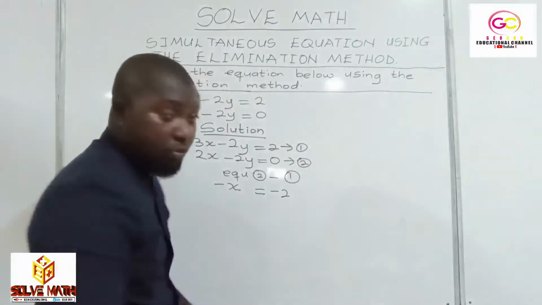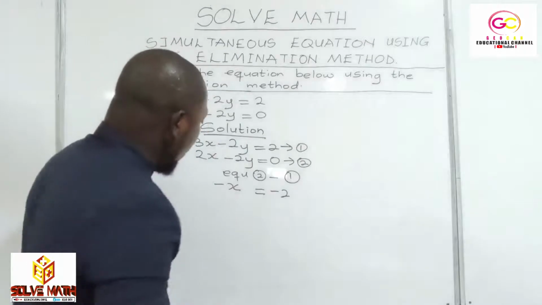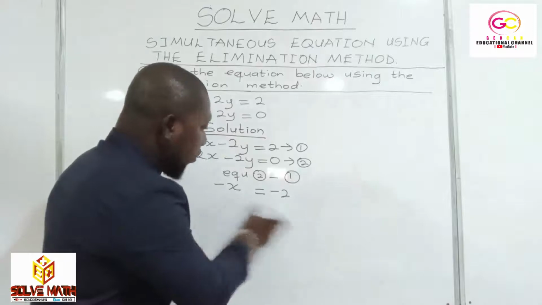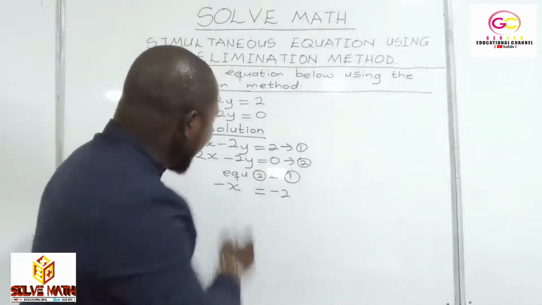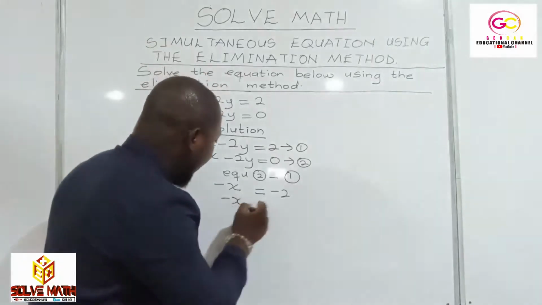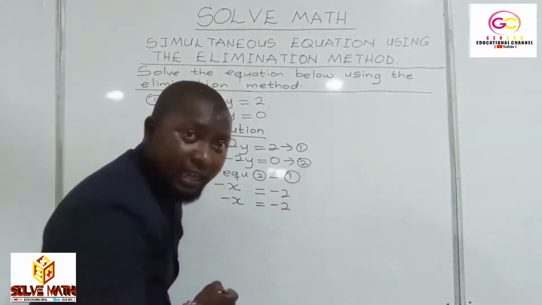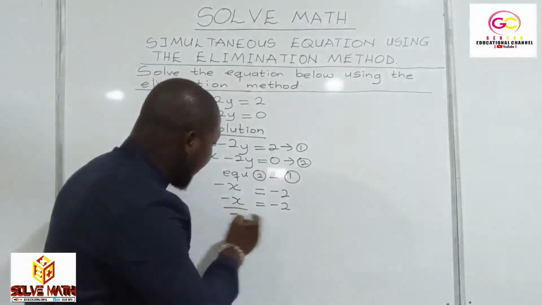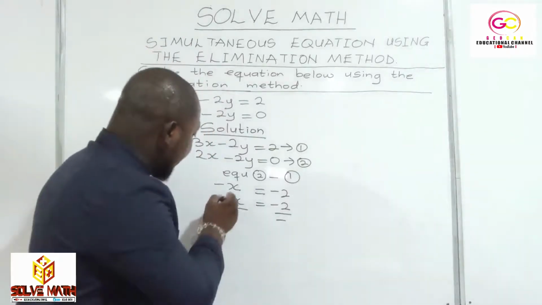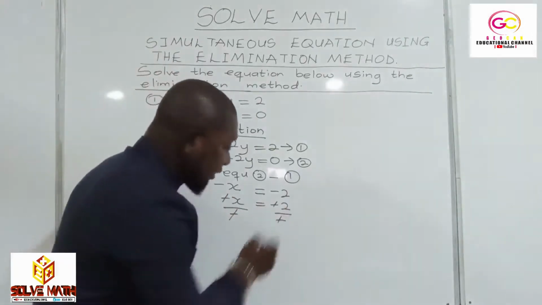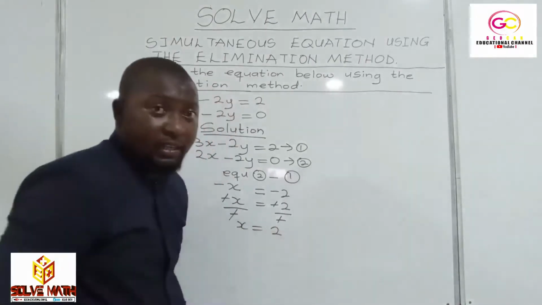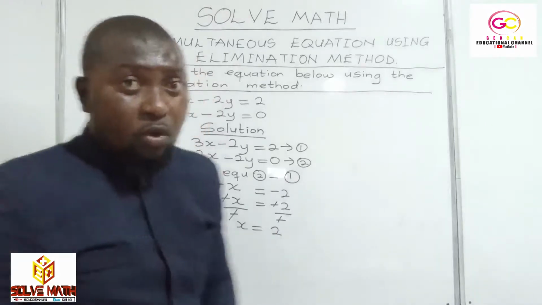Now, you want x to stand alone, right? What we have here is negative, so divide both sides by negative, so that x can stand alone. So we have negative x is equal to negative 2. Write it again. Divided by negative 1. It's still the same thing. This negative cancels that negative. So you have x is equal to 2. Fantastic. So we have been able to find the value of x.